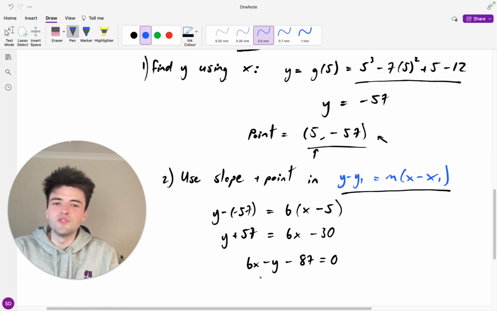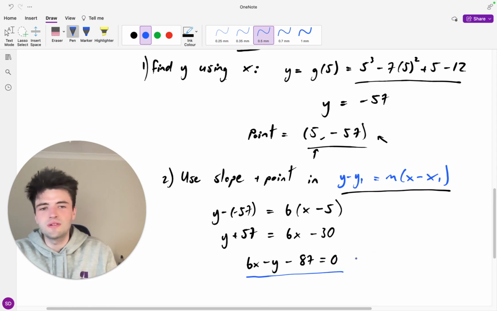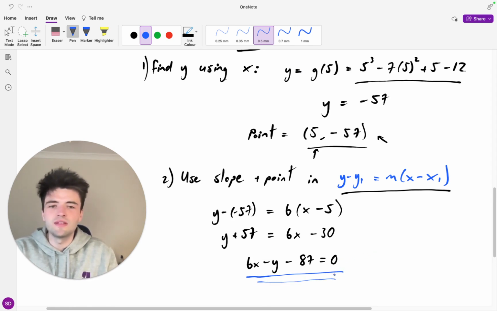And so in its final form, the equation of our line is going to be 6x minus y minus 87 is equal to 0. And that's in the correct form now, so that is going to be it for this question.